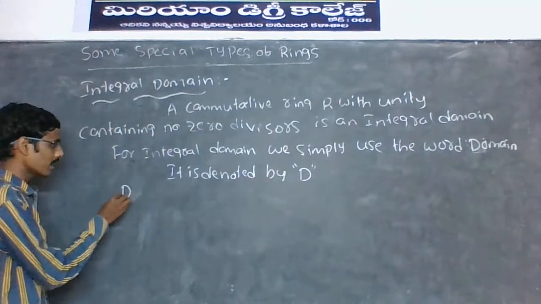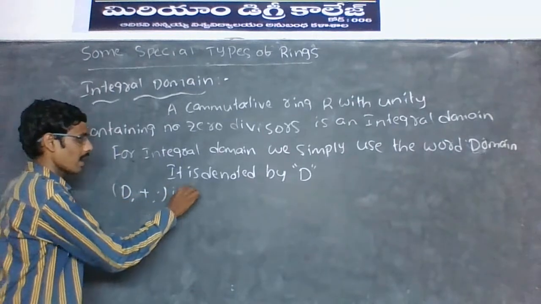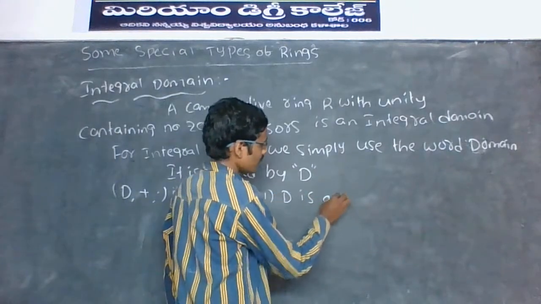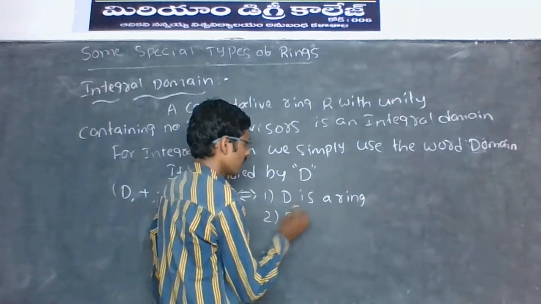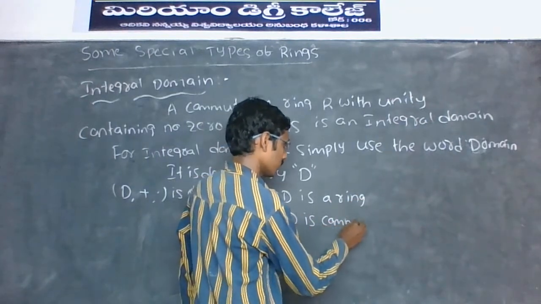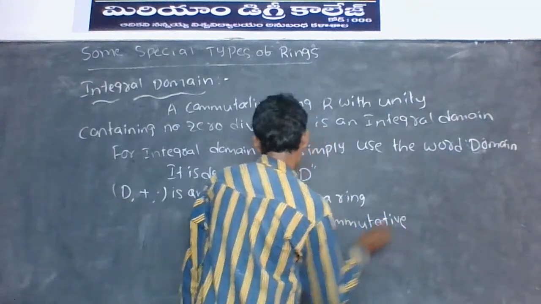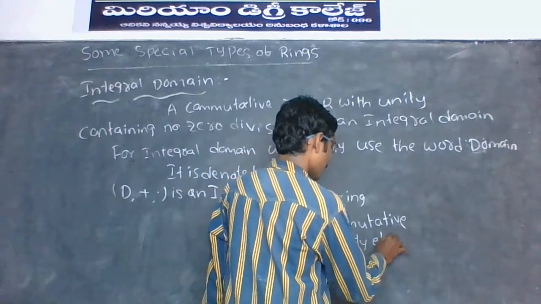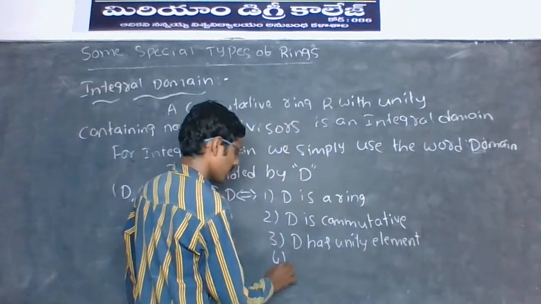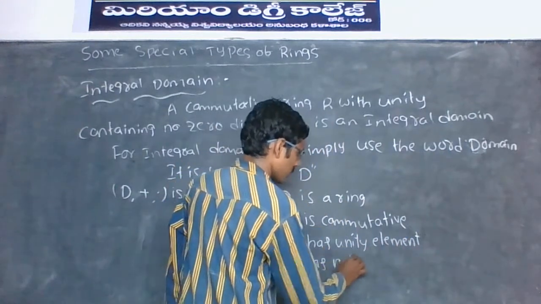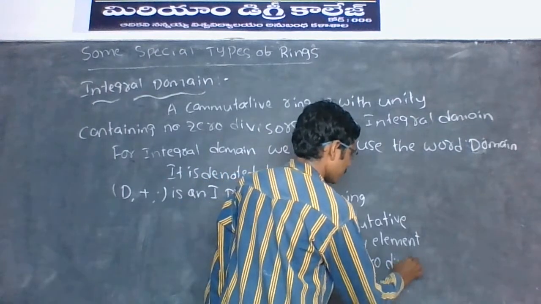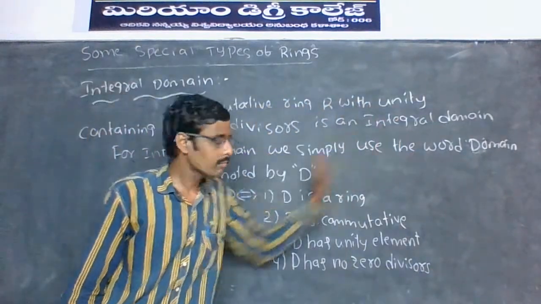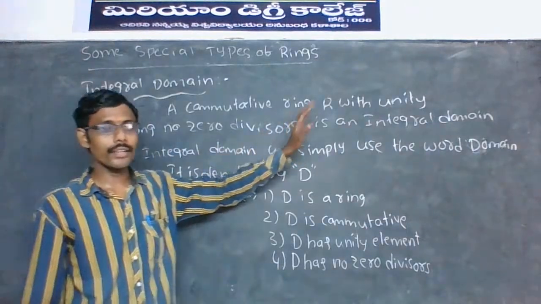In condition notation, (D, +, ·) is an integral domain if and only if first one, D is a ring, second one, D is commutative, third one, D has unity element, fourth one, D has no zero divisors. That means a commutative ring with unity containing no zero divisors is an integral domain.